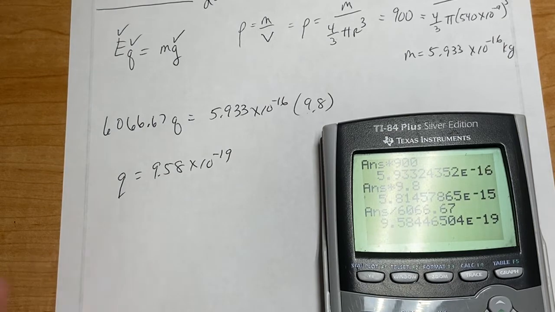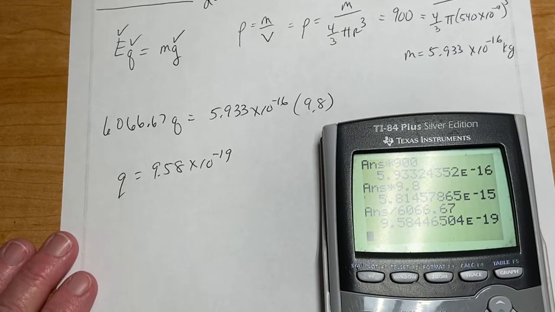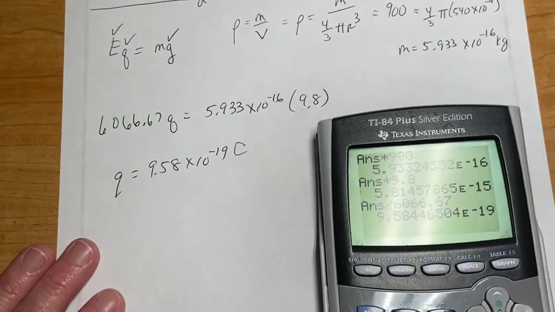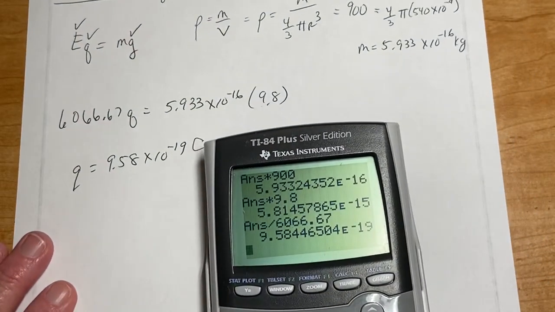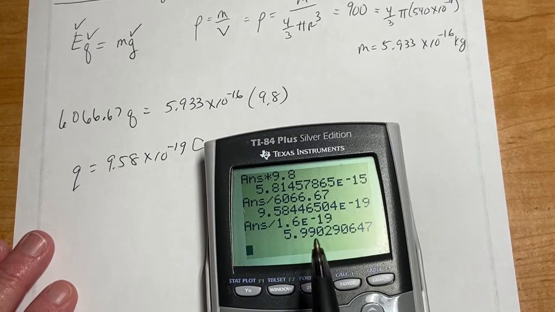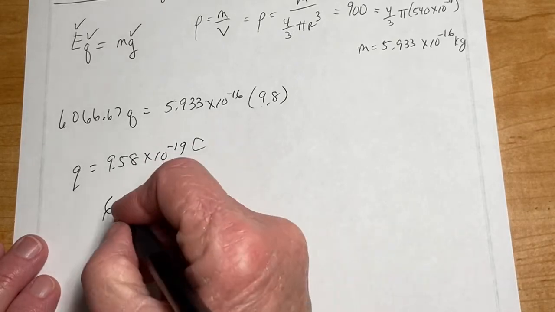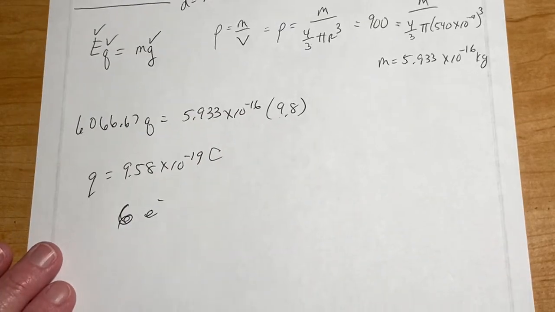That's not what the question asks, that's the charge, but I want to know how many electrons there are. Okay, so that's coulombs. So in order to figure that out, I'm going to have to divide by the charge on the electron. So divided by 1.6 E negative 19. And again, you're going to find these have to be a whole number. So 5.99 means we have 6. 6 electrons were on that oil drop.